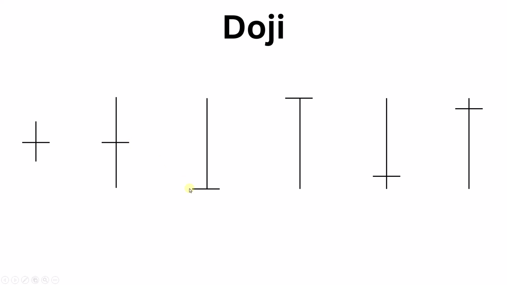Same is the case here. Price opened here, went up, came back again, closed here. Price opened here, went down, came back up, closed here. Price opened here, went up, came down, went up, closed here. Price opened here, went up, came down, went up, closed here. Okay. So the opening price and the closing price are the same in a doji.